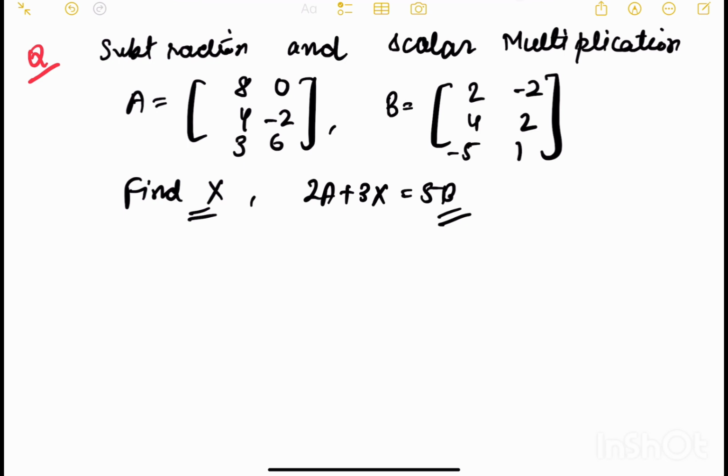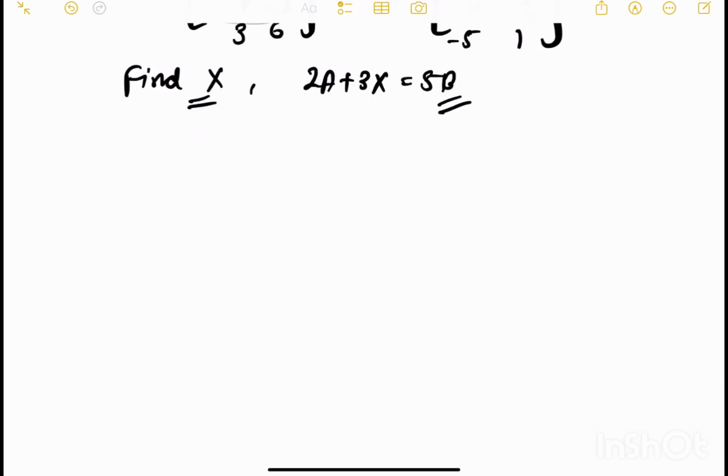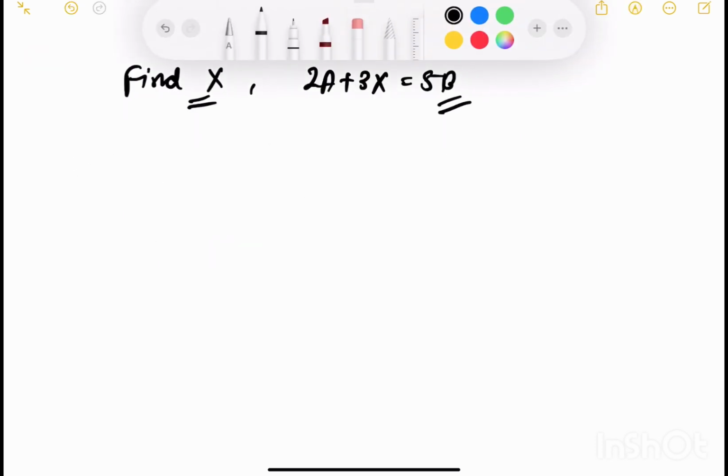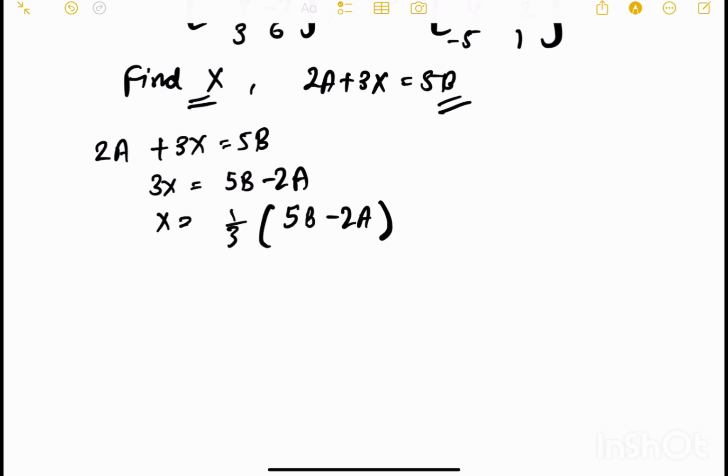The first step is to substitute the given values into the expression. Now we will focus on what x is. We can write this by taking the 2A over there. My x will be 1 by 3, 5B minus 2A.